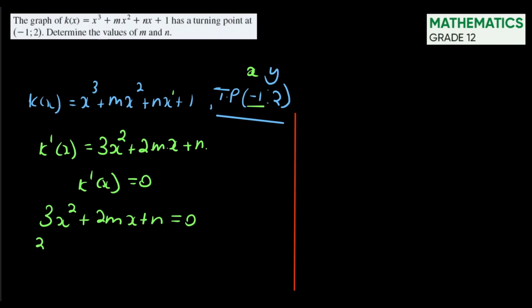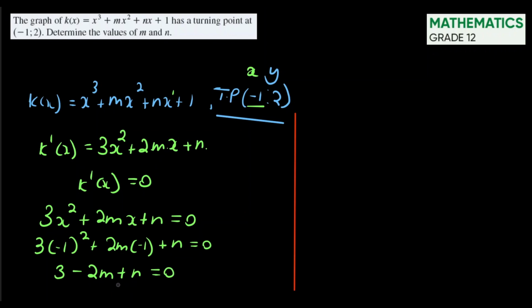So what we need to do is to just smartly substitute that x coordinate of the turning point, which is -1, where there's x. Everywhere where there's x, we plug in -1. Then we're going to get -1 squared is +1. +1 times 3 is 3. And positive 2m times -1 will be -2m plus n is all equal to 0. So you can see now we have some form of equation.